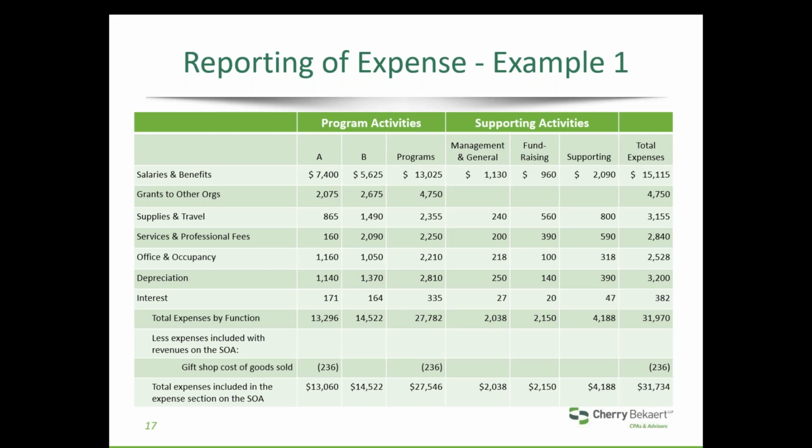There is no requirement for the number of programs or natural breakouts, so it's really just a concept of materiality and what you determine to be material programs to your entity. And I will say for the natural classifications like the salaries and benefits and depreciation and interest on the left-hand side, a good rule of thumb is that if there's a line item that's 5 to 10% of the total expenses, it should probably be broken out separately.